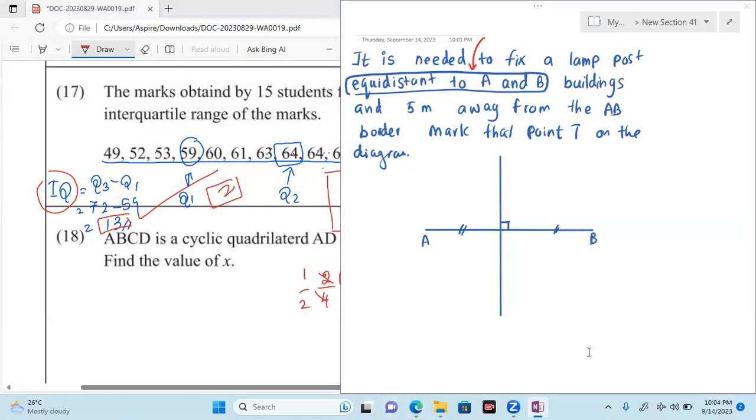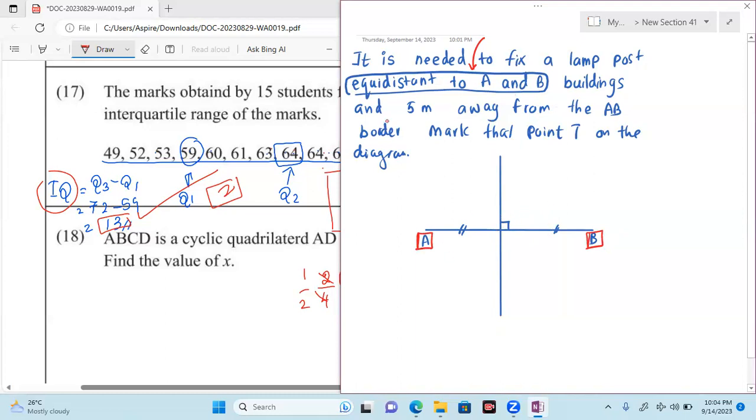I told you already. Angle bisector? Circle? Perpendicular bisector. The locus equidistant to two points is the perpendicular bisector. It is drawn already.